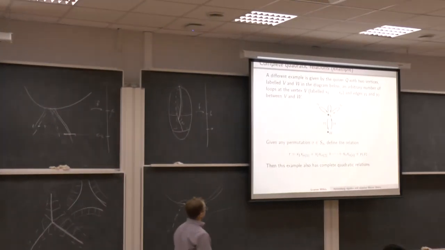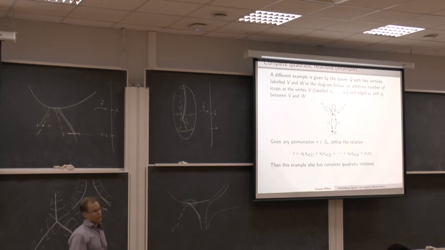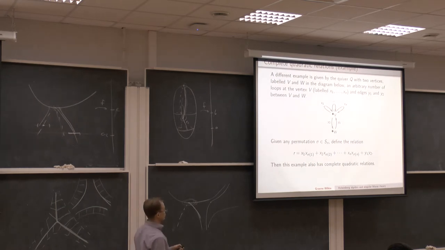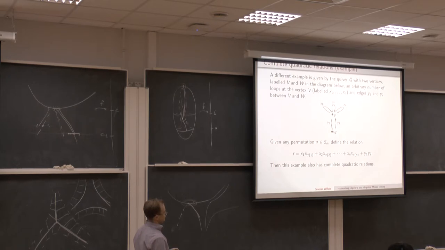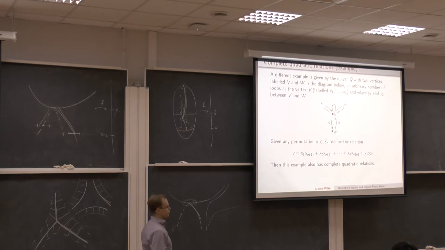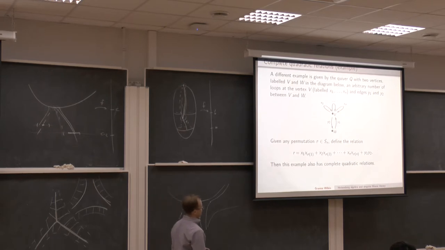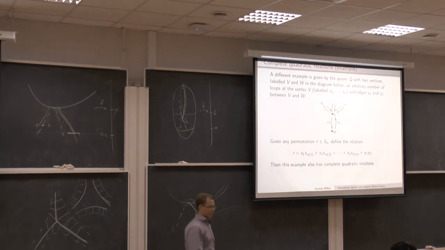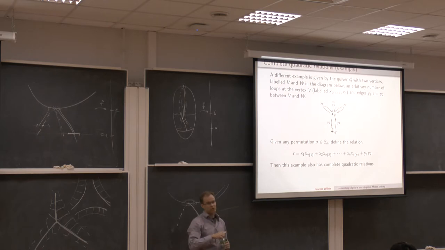Yes. Okay, so for example, you can slightly generalize the ADHM construction example just by adding an arbitrary number of groups into the vector space V. And then if you fix any permutation on n letters, then you can define a new relation which looks like this. These don't have to be plus one, it can be any non-zero number in front of the coefficients of this polynomial. Then you can check that this example also has complete relations too. So complete relations contains but is not limited to the examples of this type.